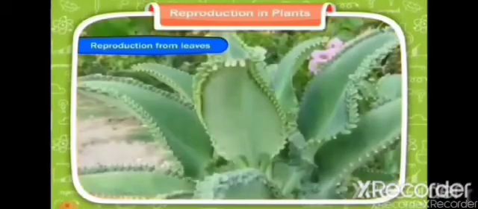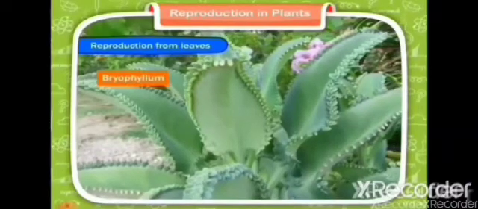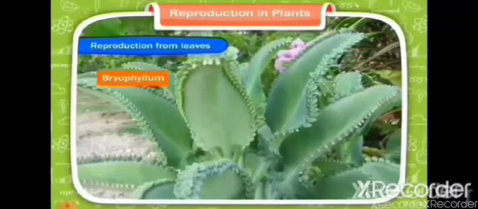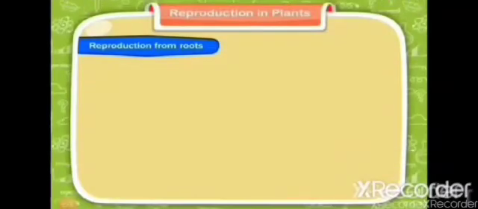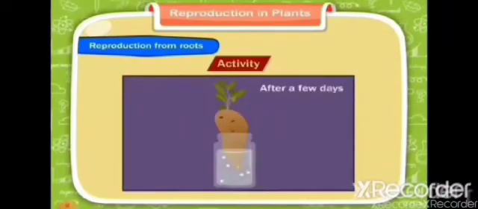Now, reproduction through leaves. Some plants like bryophyllum have thick leaves and buds on their edges. When these leaves fall down on the ground, buds start growing. Now, reproduction from roots. The roots of plants like sweet potato grow as new plants. Activity: take a sweet potato and put it into a bottle containing water, and after a few days you will find a new plant growing in the bottle. Yes, it will be interesting.